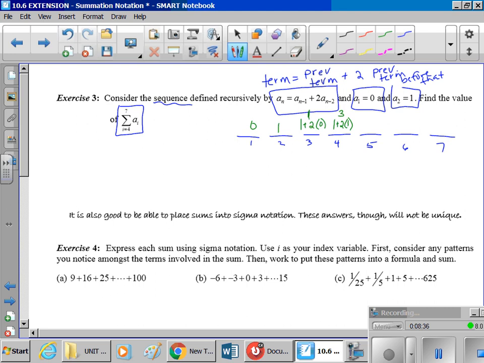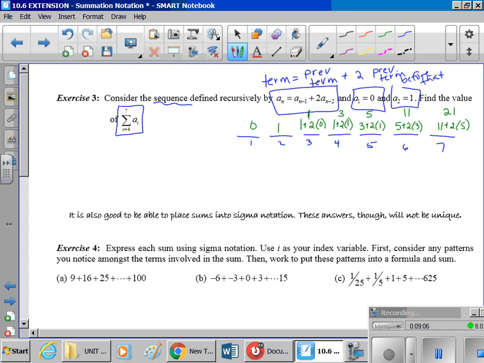The fifth term is going to be the previous term, which is 3, plus 2 times the term before that, which is 1. So this one's going to be 5. The sixth term is the previous term, which is 5, plus 2 times the term before that, which is 3. So this term is going to be 11. And the seventh term is going to be the previous term plus 2 times the term before that, which is 11 plus 10, which is 21.